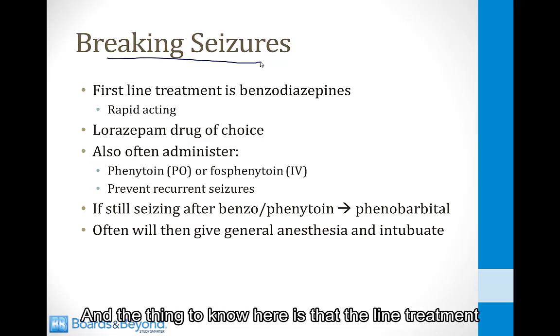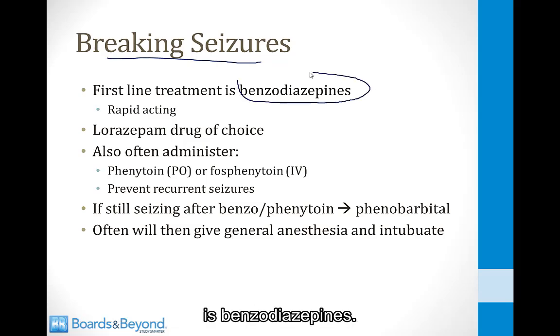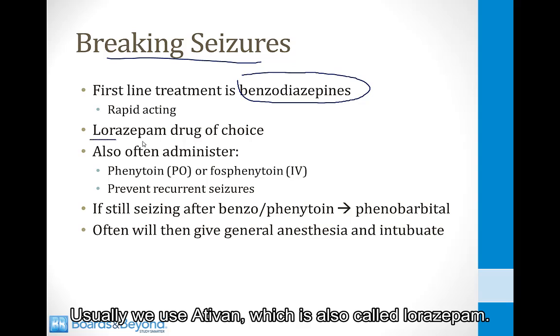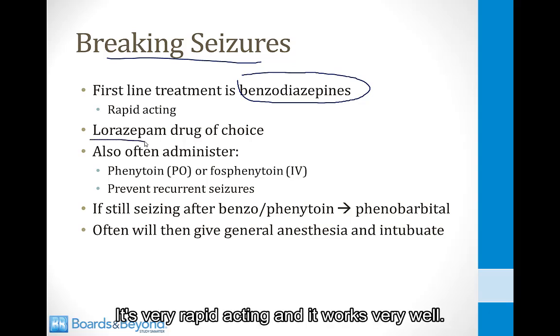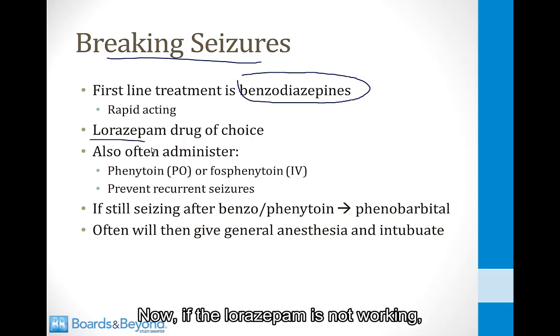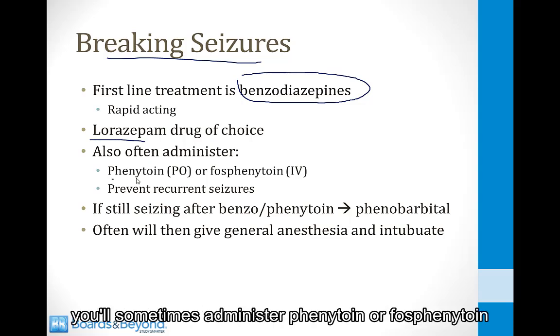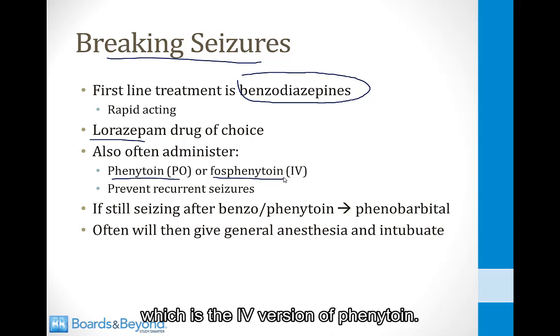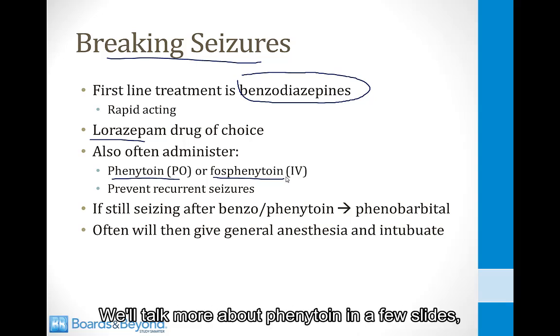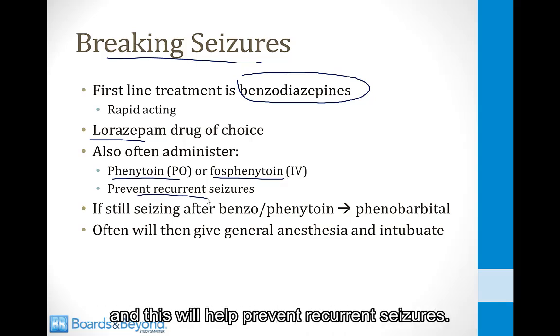And the thing to know here is that the first line treatment is benzodiazepines. Usually we use Ativan, which is also called lorazepam. It's very rapid acting and it works very well. Now if the lorazepam is not working, you'll sometimes administer phenytoin or fosphenytoin, which is the IV version of phenytoin. We'll talk more about phenytoin in a few slides. And this will help prevent recurrent seizures.